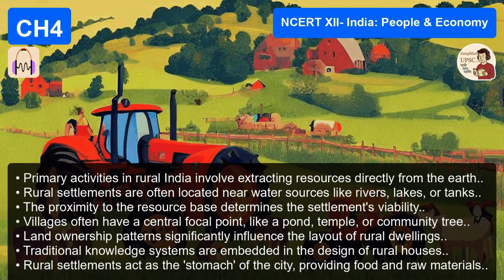Urban settlements, on the other hand, depend on secondary and tertiary activities. Right, processing the raw materials and then providing services on top of that. Precisely. The city doesn't grow the wheat. The city turns the wheat into bread, it packages it, it markets it, and then it sells it back to the village. Okay, that makes sense. That's economics. What about the social side? This is where I think it gets really interesting sociologically.